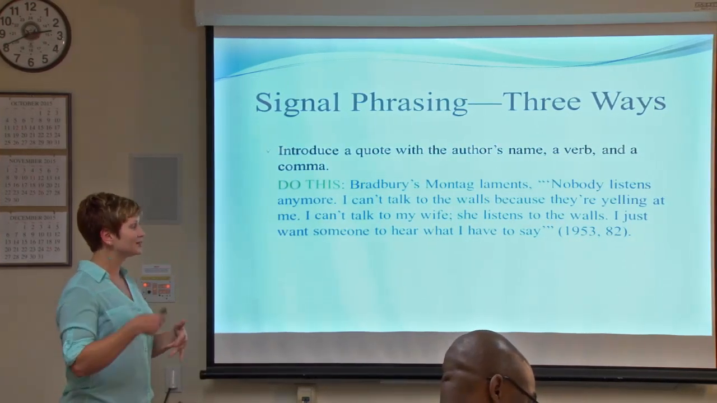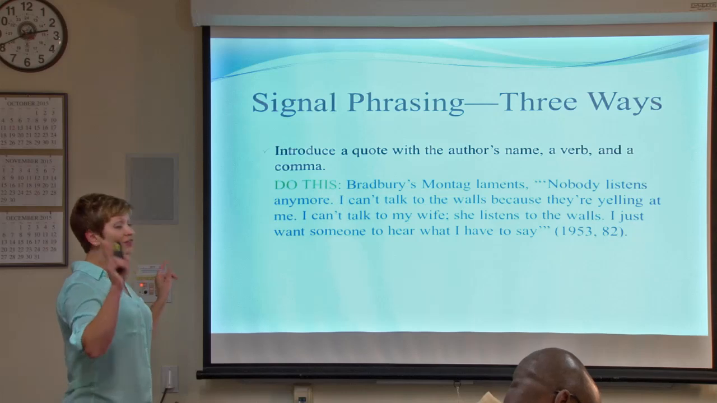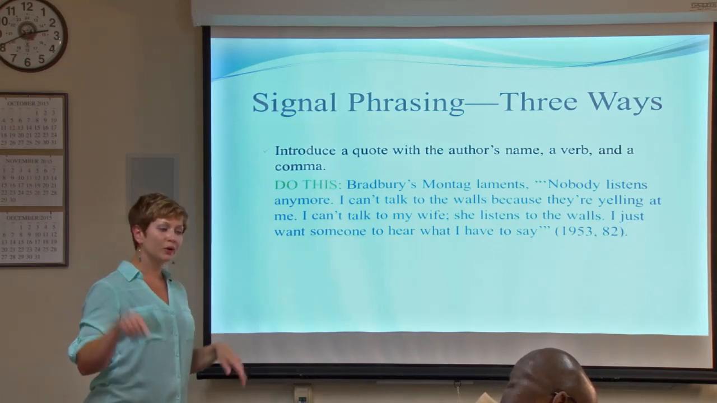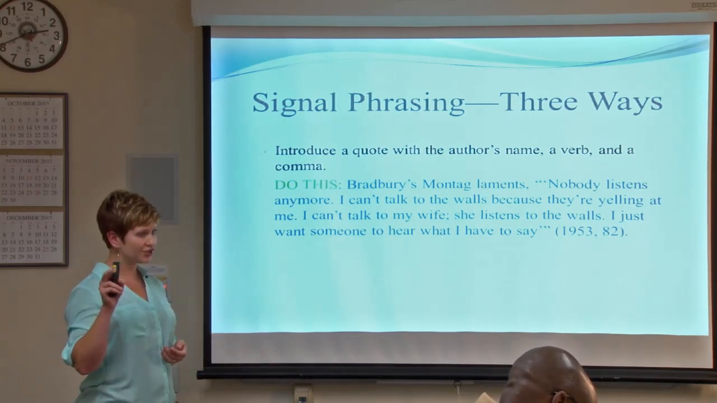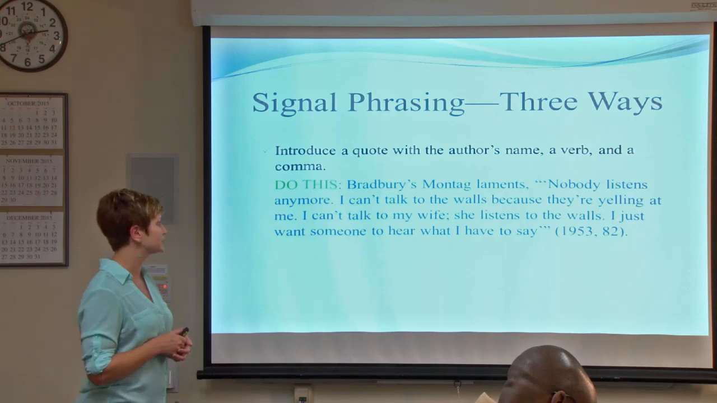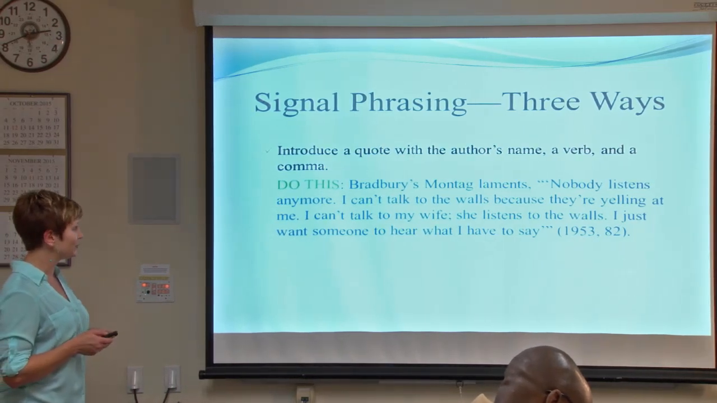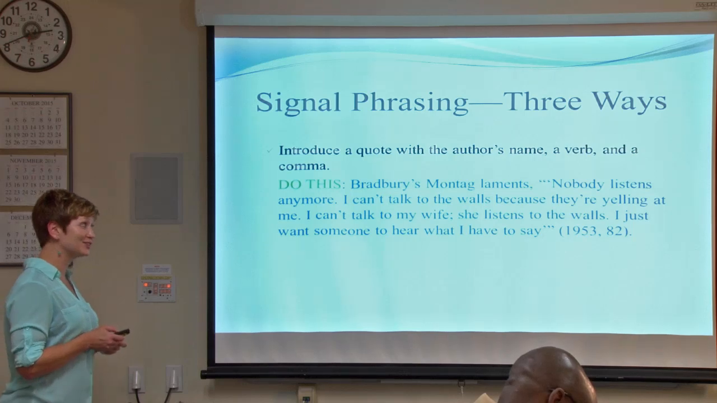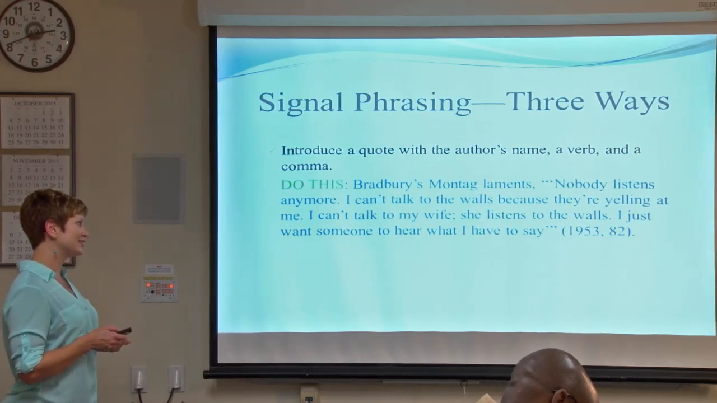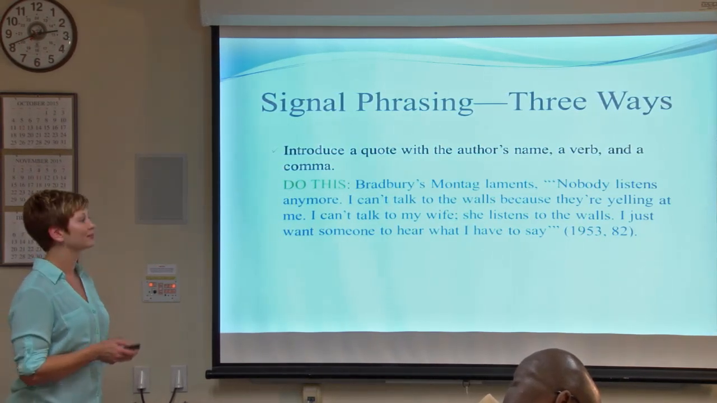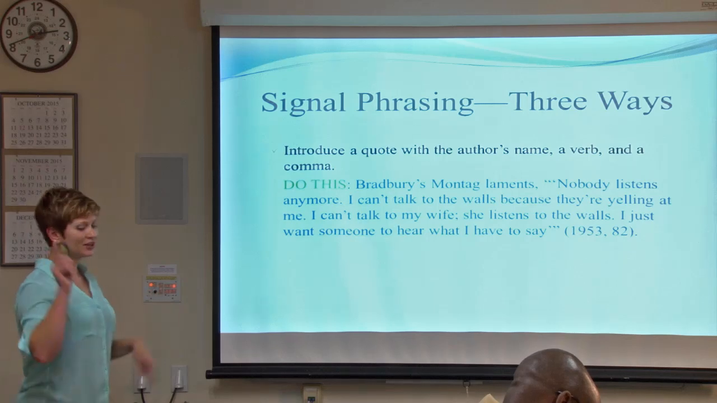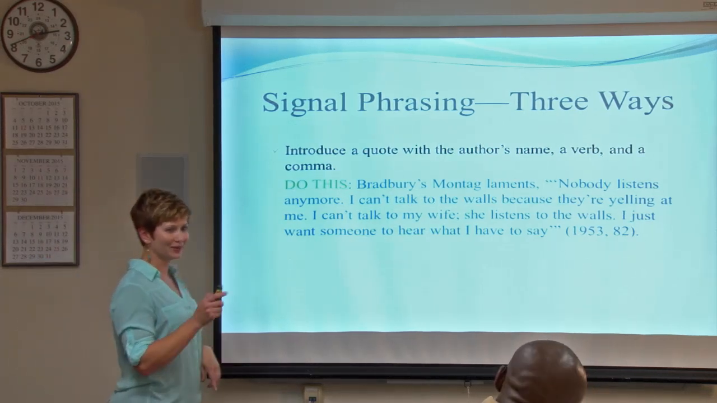Bradbury's Montague laments, comma, and we have a double quote and a single quote because the book itself had quotation marks. I turned those into single quotes. 'Nobody listens anymore. I can't talk to the walls because they're yelling at me. I can't talk to my wife. She listens to the walls. I just want someone to hear what I have to say.' Citation, period. Prophetic, right? Yeah.